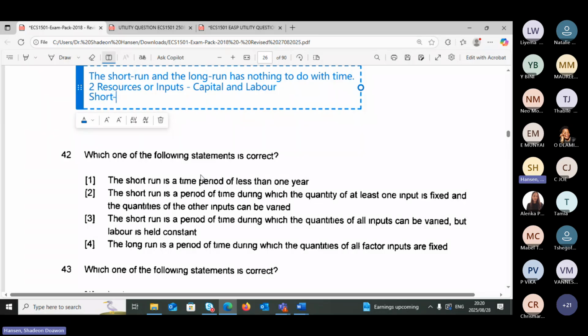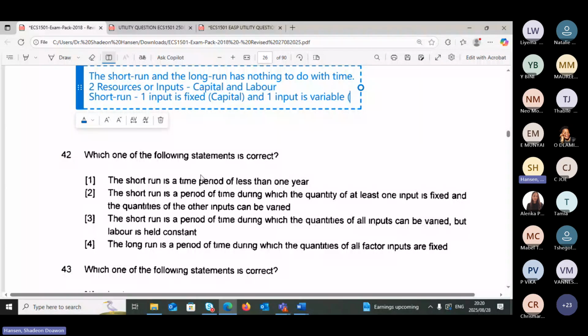The short run, and this is in theory, in the short run, one input is fixed, and the input that is fixed, students, is capital. That's fixed in the short run. And one input is variable, and that is labor. Variable meaning, students, that if you as a business are operating in the short run and you want to increase your profits, the only way in which you can do that is by hiring more workers. Are we together? You can only change the number of workers.